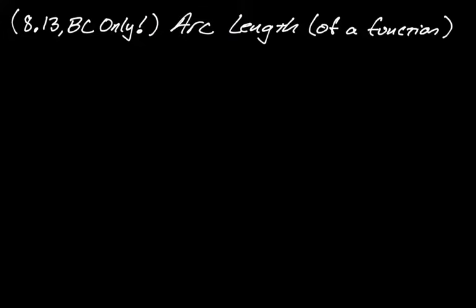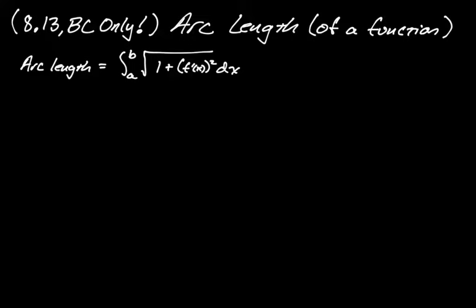One more. All right, arc length of a function. Arc length of a function could totally be a Calc AB topic because there's nothing in it that's not AB type material. Here we go. Arc length of a function is the integral from a to b of the square root of 1 plus f prime squared. So you've got to find the derivative and then square the derivative.